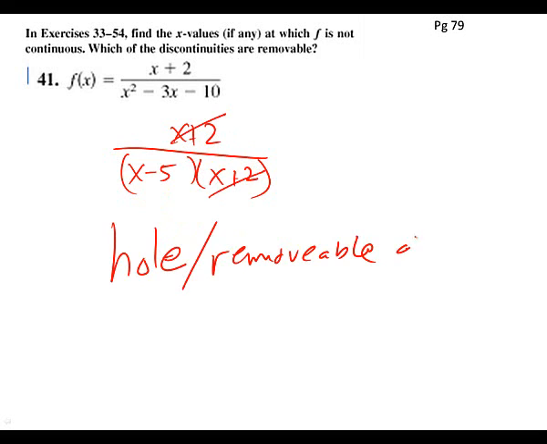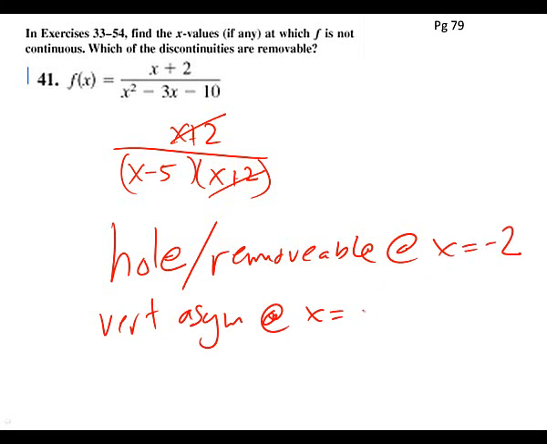Okay, and that's at x equals -2, right? You set it equal to 0, so basically you swap the sign. And then you have a vertical asymptote at where? X equals 5, and that one is removable or non-removable? Non-removable. Okay. All right, let's see. I'll give you a second to write here.